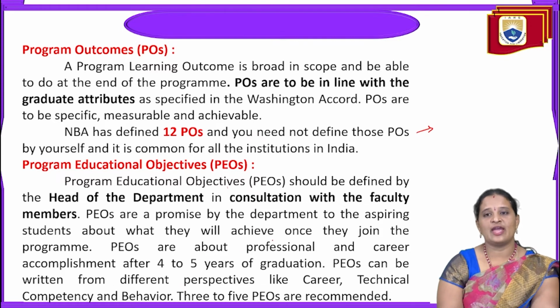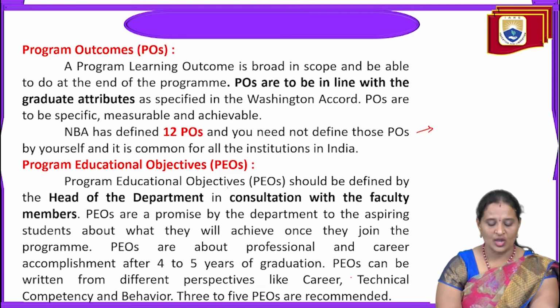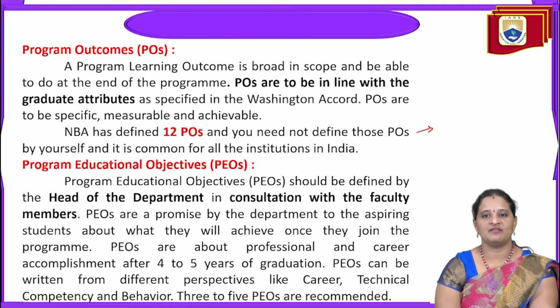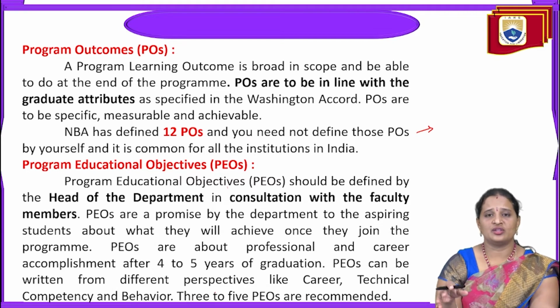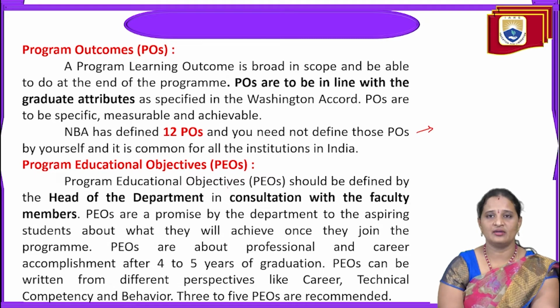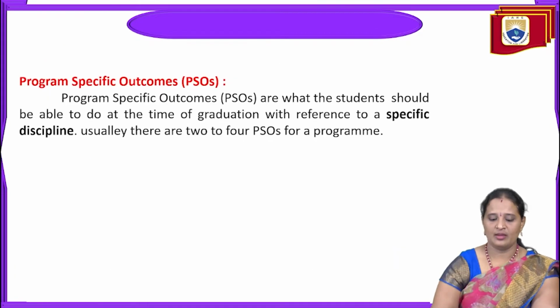So PEOs are about professional and career accomplishment after 4 to 5 years of graduation. PEOs can be written from different perspectives like career, technical, competency and behavior. And most commonly, 3 to 5 PEOs are recommended for each and every program.